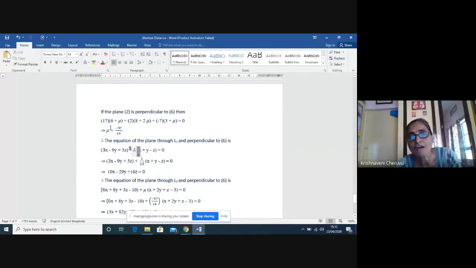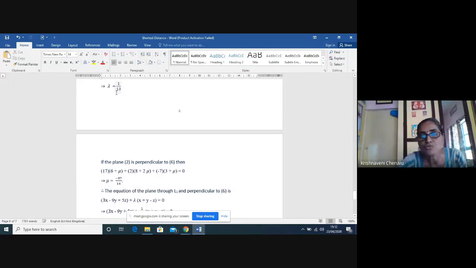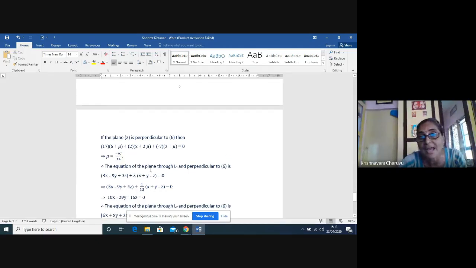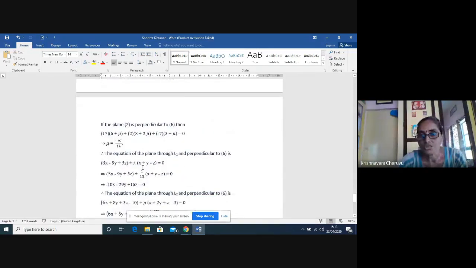So a1 a2 plus b1 b2 plus c1 c2 is equal to 0, from which you get the mu value. So what you have now in your hand is the equation of the plane through L1 and perpendicular to 6, and the equation of the plane through L2 and perpendicular to 6. So the equation of the plane through L1 is this, girls, and if it is perpendicular to 6, you got the lambda value. You substitute the lambda value here and you get the equation of the plane. What is this plane, girls? This is the equation of the plane through the line L1 but perpendicular to the plane 6.